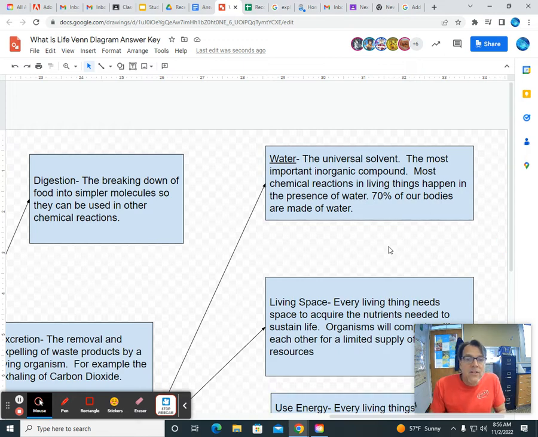And the last need of living things is water, the universal solvent. Most important inorganic compound, it's inorganic because it does not contain carbon. H2O is the formula for it. There's no carbon in there like the other organic compounds we talked about. That's why it's not in the same category as them. Most chemical reactions happen in the presence of water, and it's so important. 70% of your body is made of water. That just goes to show you how important that really is. So those are the characteristics and a summary of the characteristics and needs of living things.